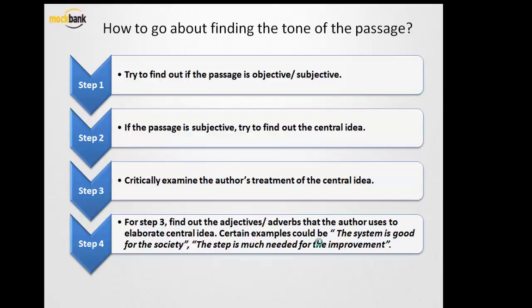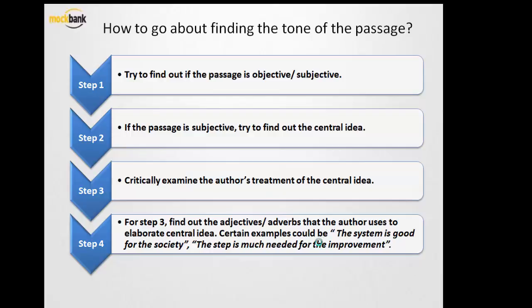Now, how do you go about finding the tone of the passage? Try to find out if the passage is objective or subjective. Once it is done, if the passage is subjective, try to find out the central idea. Once you're done with this, critically examine the author's treatment of the central idea. How do you do this? Step 3, find out the adjectives or adverbs that the author uses to elaborate the central idea.